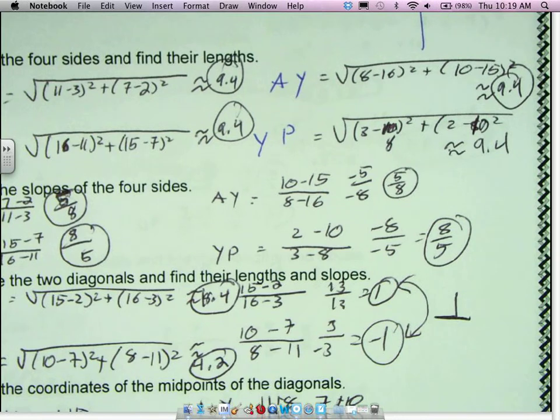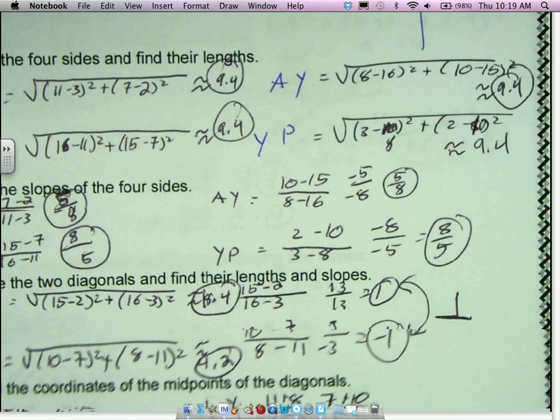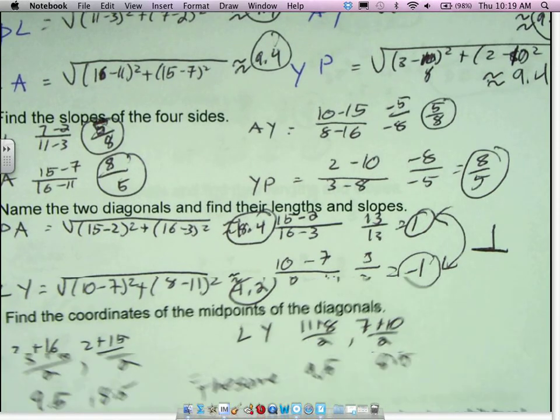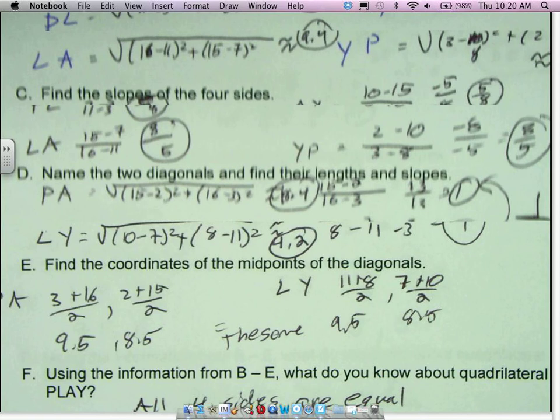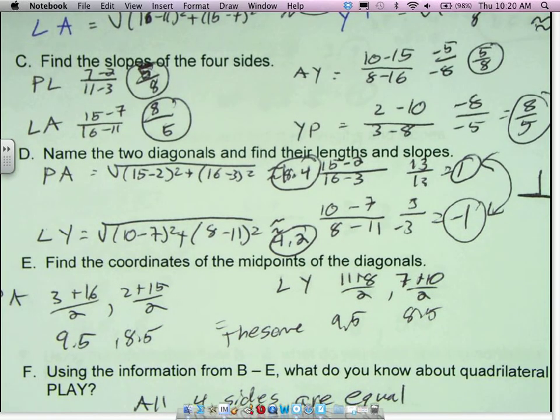I'm going to check whether the diagonals are congruent and whether they meet at right angles, because a square has congruent diagonals, but a rhombus does not. They both are perpendicular. So I'm going to look at D. The diagonal P to A is 18.4, and the diagonal L to Y is 4.2. My slope for PA is 1, and my slope for LY is -1. 1 is the opposite reciprocal of -1.